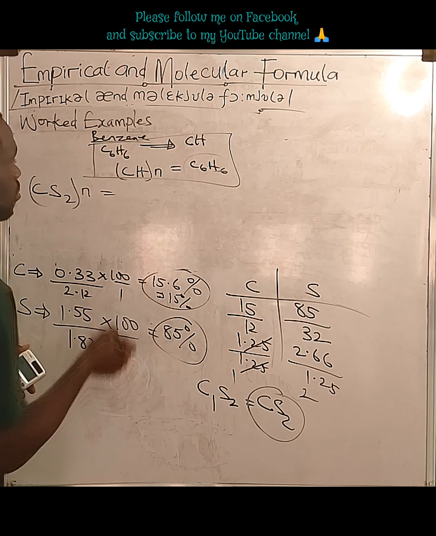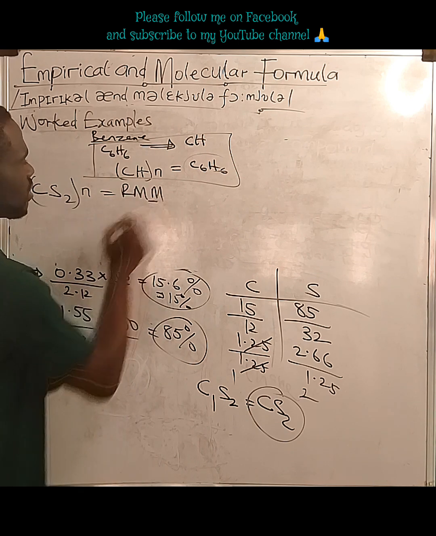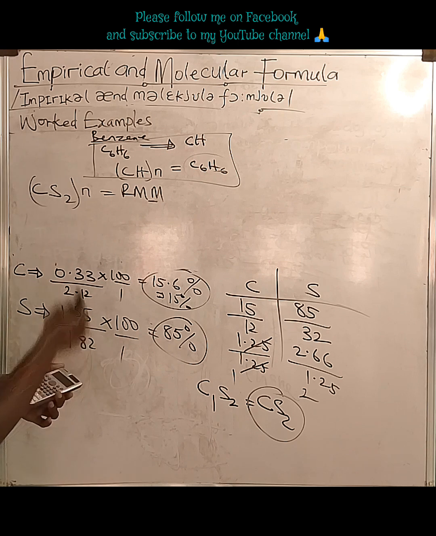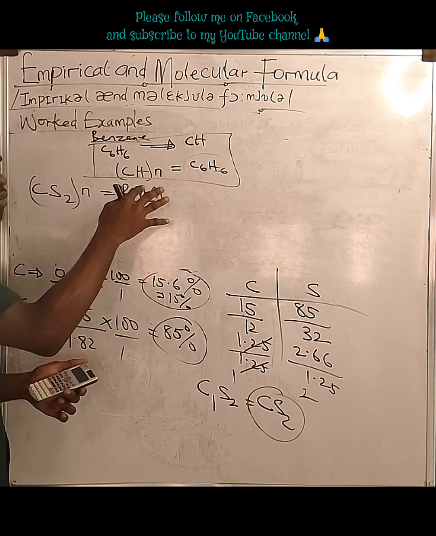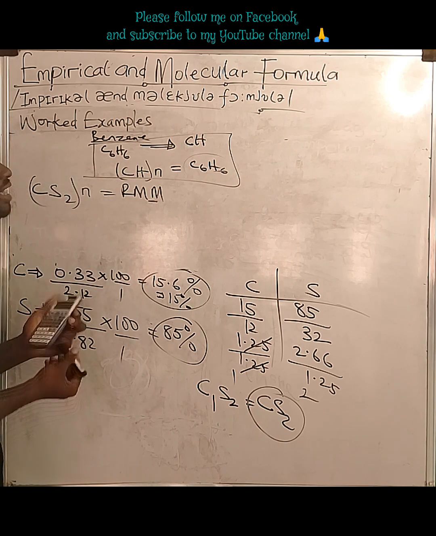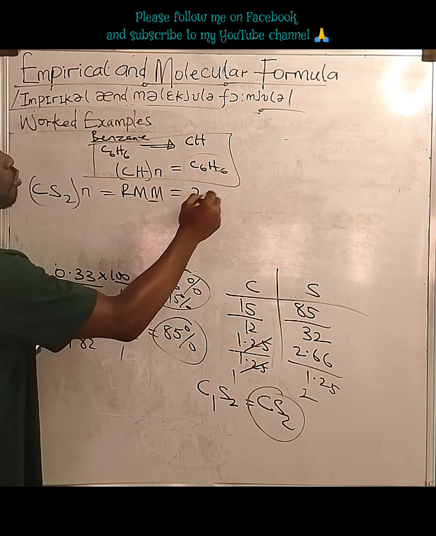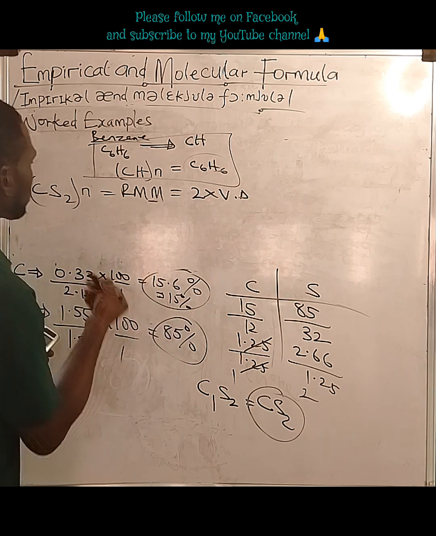That is, the molecular formula is simply the related molecular mass. Let's see that. When you multiply this, you're going to get the molecular formula, but we're going to be using the related molecular mass of the molecular formula. So how do we get related molecular mass? Don't forget, in our previous lesson, it's called 2 times vapor density. Now vapor density is given already as 38.